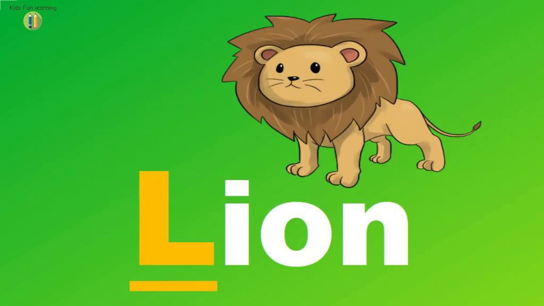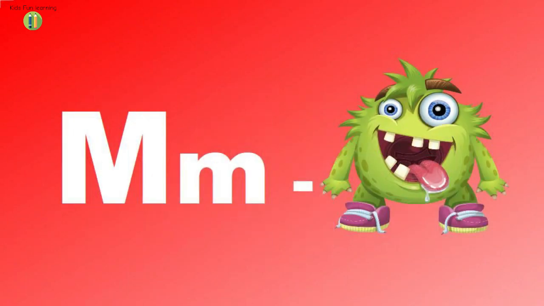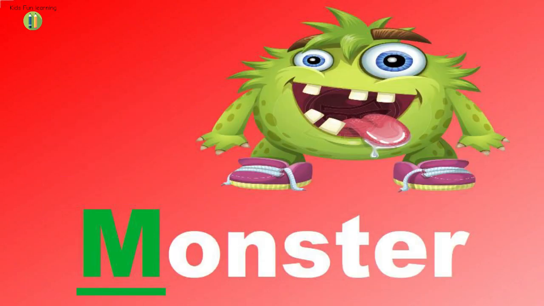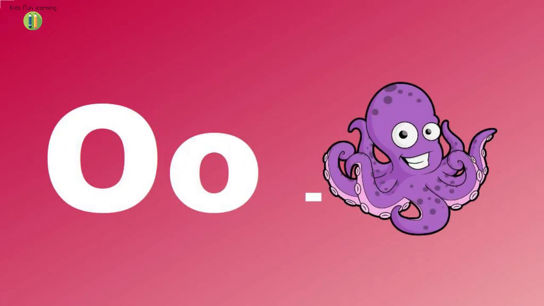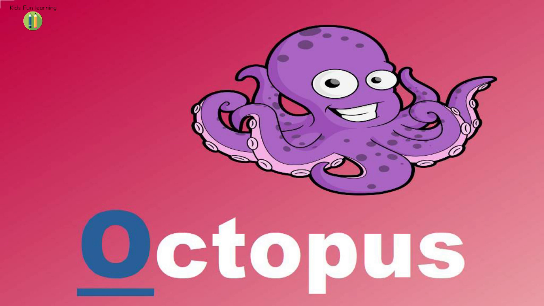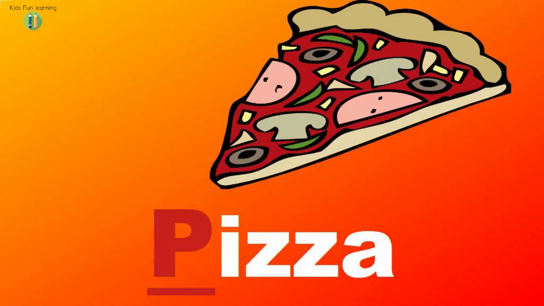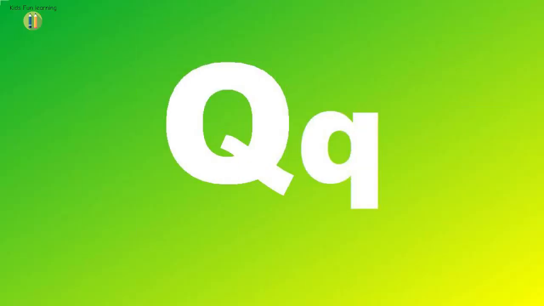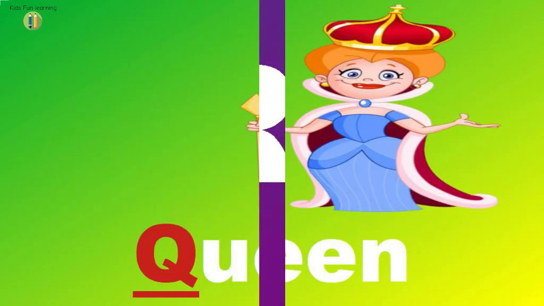L, lion. L is for lion. M, monster. M is for monster. N, nest. N is for nest. O, octopus. O is for octopus. P, pizza. P is for pizza. Q, queen. Q is for queen.